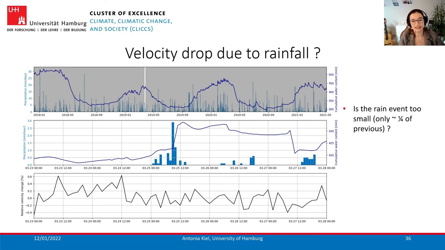So the question is, is the rainfall event just too small in amplitude, with only around 1/4 of the amplitude of the previous rainfall event? Or another explanation could be that the water content is already too high, because now we have a cumulative water content of around 425 millimeters, so around 100 millimeters more. So maybe the pores are already filled with too much water, so that the rainfall event does not affect the seismic velocity anymore in this case.